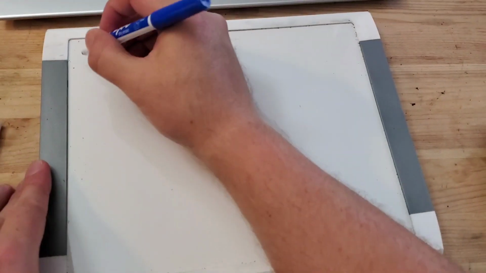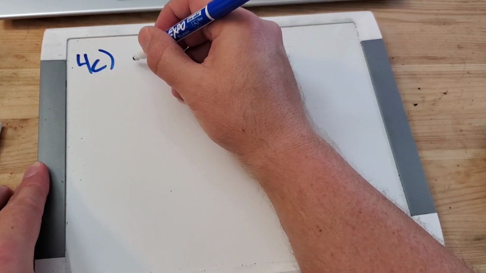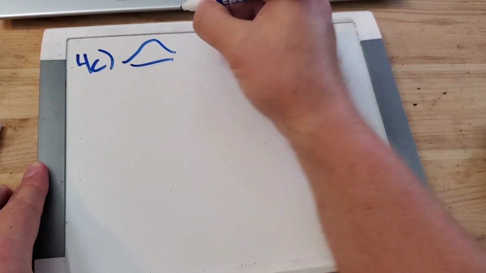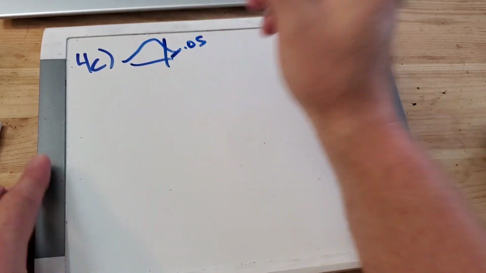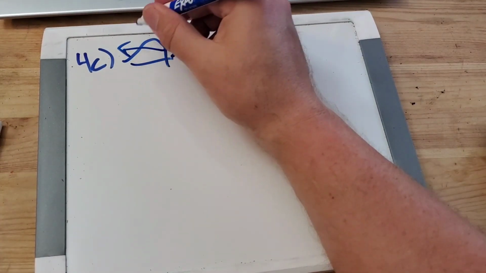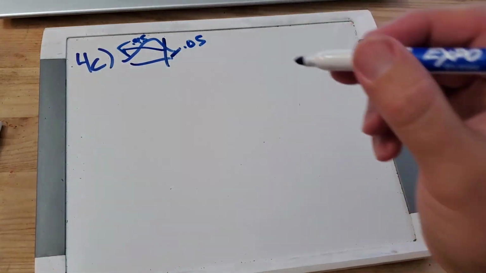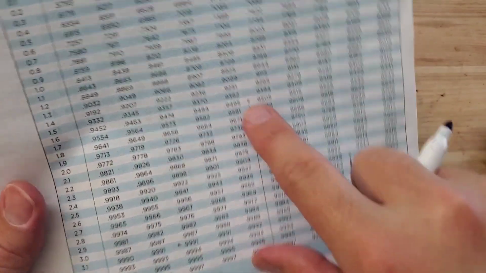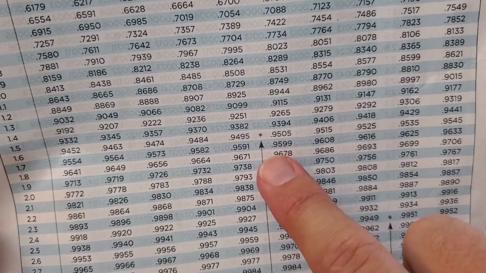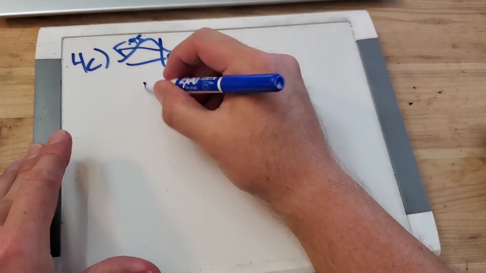Part C of number 4 says, what is the lowest score that replaces a student in the top 5%? So here's the top 5%. That means there's 95% down there, which means now I can find that z-score, 0.95. Is that the weird one, remember, with the asterisk? So that's going to be 1.645.